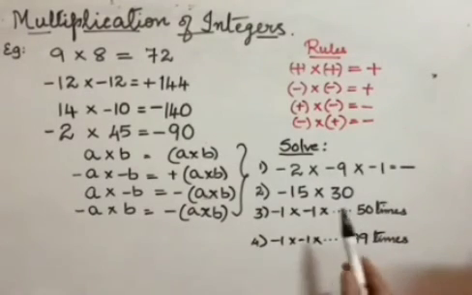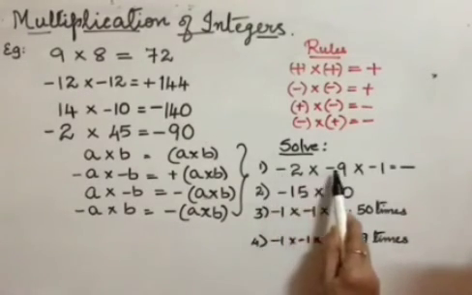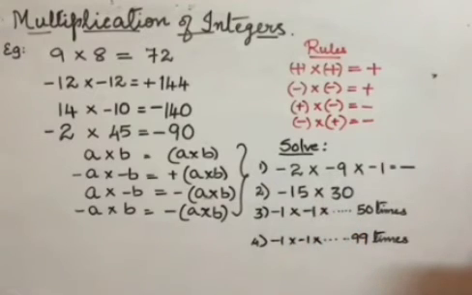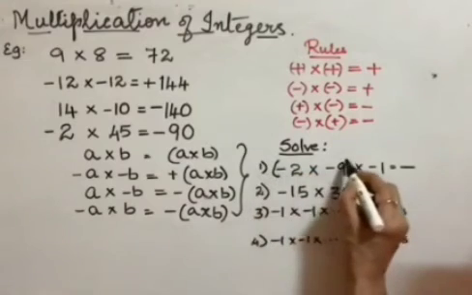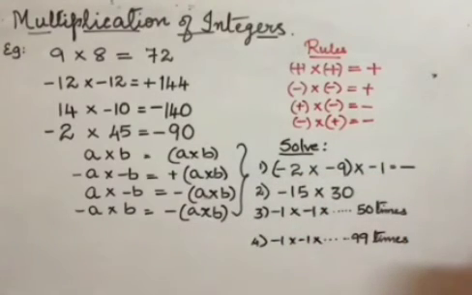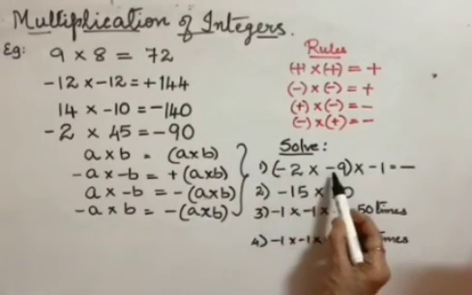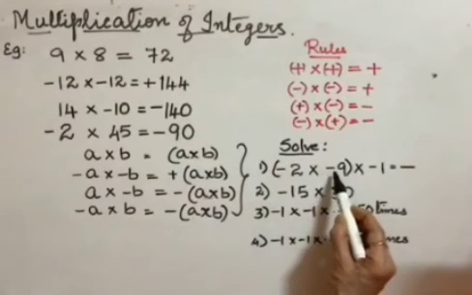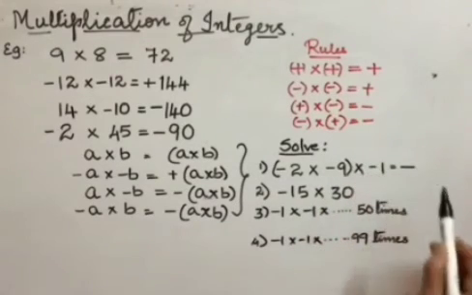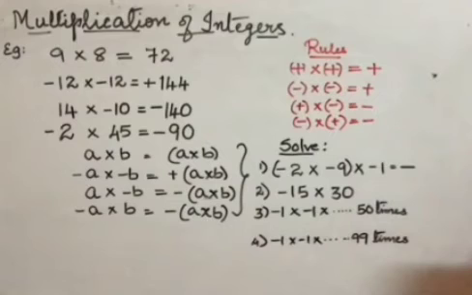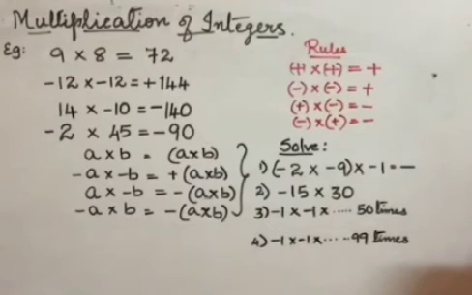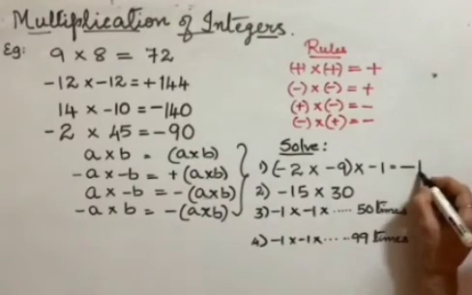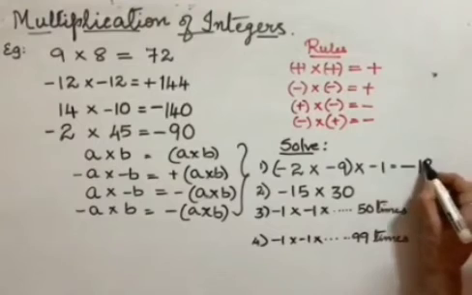How did we get that? Minus into minus is plus. If you get confused, please group. No problem. Minus into minus is plus. Plus into minus is minus. So the final sign is minus. Next, 2 into 9. What is 2 into 9? 18. Because 18 into 1 is 18.